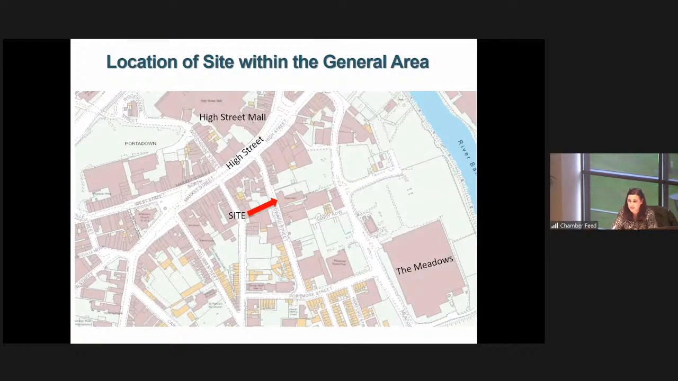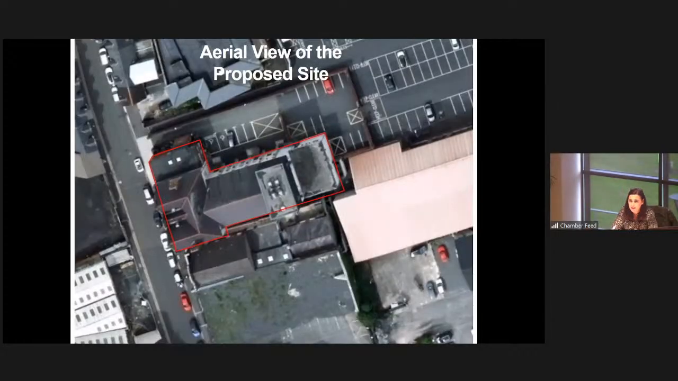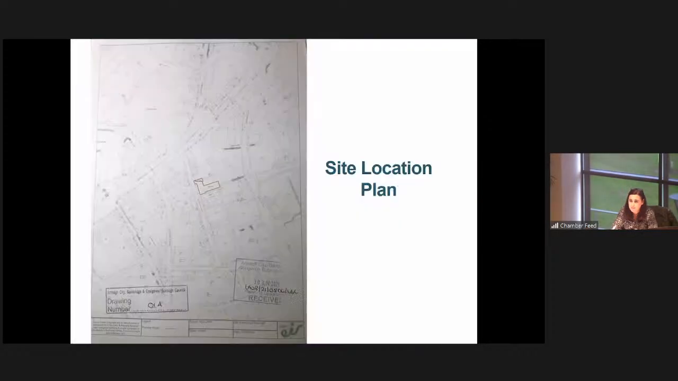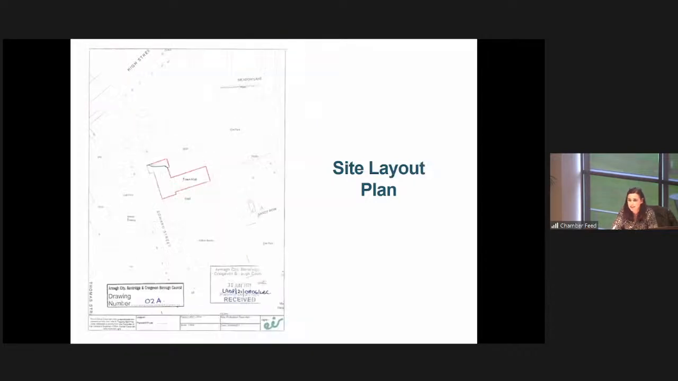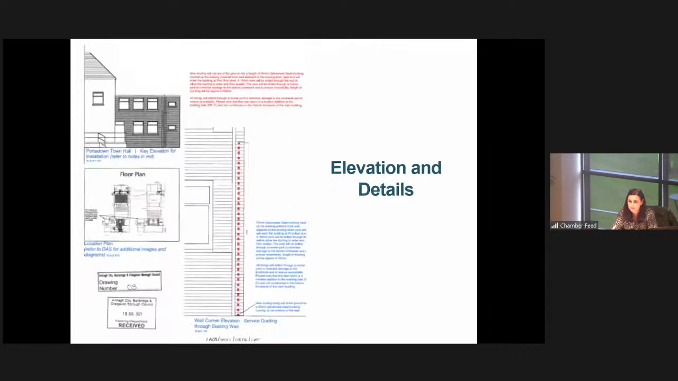And this is the location of Portadown Town Hall on Edward Street. And again, an aerial view of the site. And again, a site location plan with the site outlined in red, and the line in blue is the proposed cabling. And this just shows elevations of the wall to which the cabling will terminate.